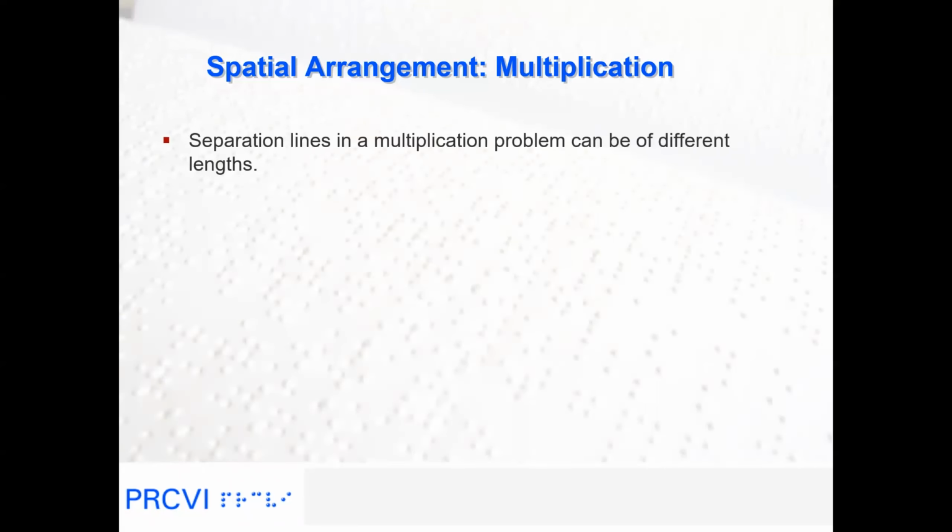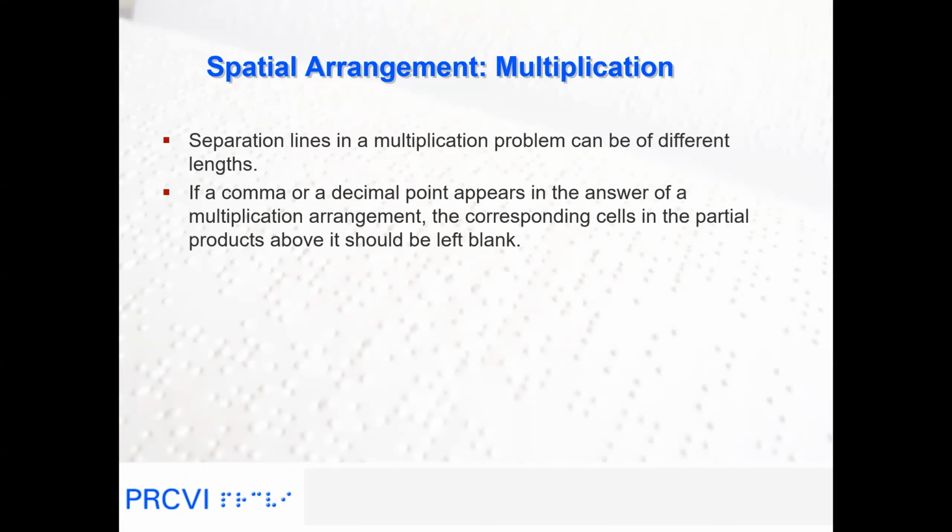Separation line in a multiplication problem can be of different lengths. If a comma or a decimal point appears in the answer of a multiplication arrangement, the corresponding cells in the partial products above it should be left blank.